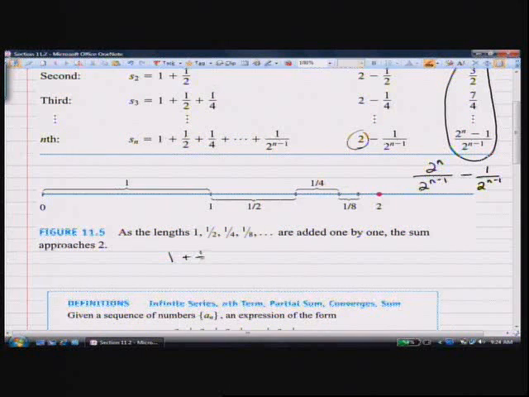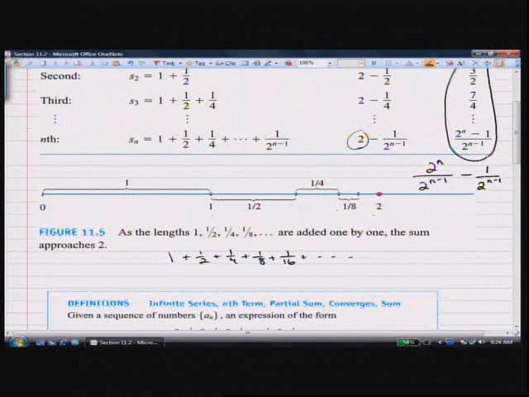1 plus a half plus a fourth plus an eighth plus a 16th, and then eventually... But visually, you can kind of see how that feels like it would make this, especially this part, going from 1 to 2, that's going to 1. So you can kind of see how.